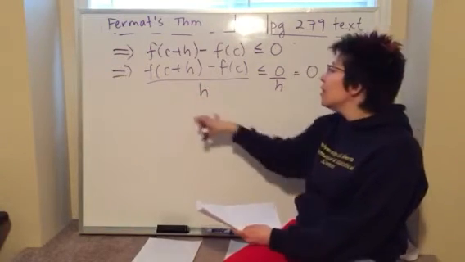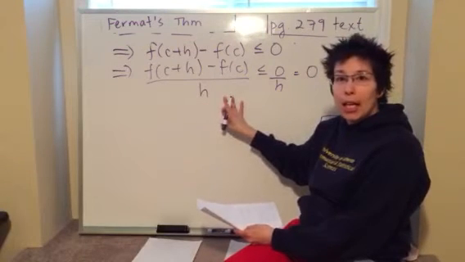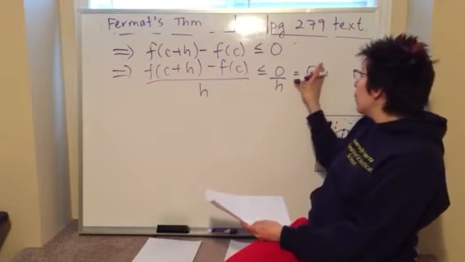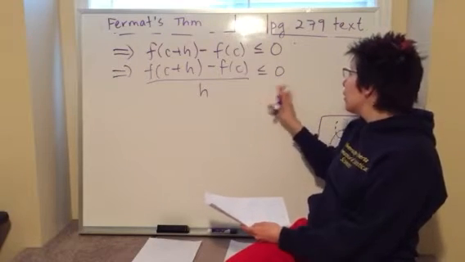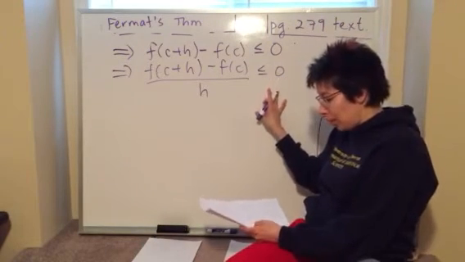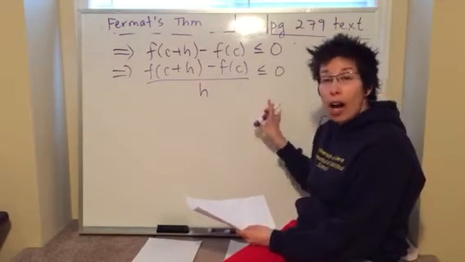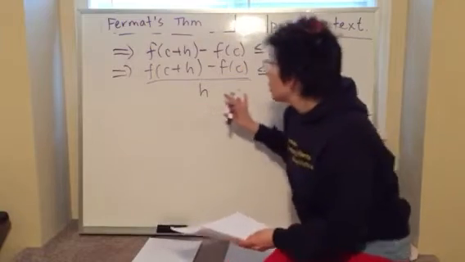So you know that this almost derivative-looking quotient is less than or equal to 0, right? This is really the information that we need. Now, what we're going to do is take limits on either side of this expression.